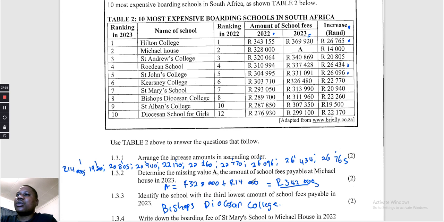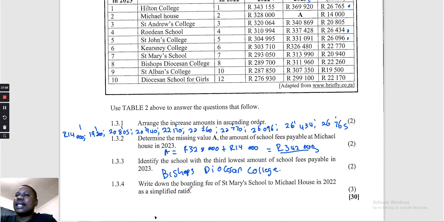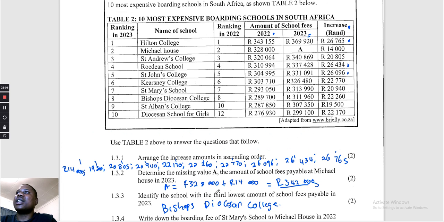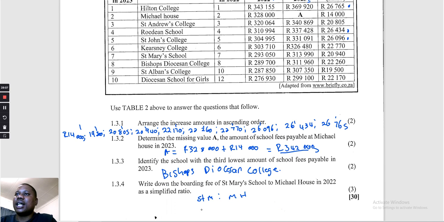Okay, then when we go to number 4, it says write down the boarding fee of St. Mary's Schools to Michelle House in 2022 as a simplified ratio. So we're gonna have St. Mary to MH. But remember they say we're only looking at 2022, not 2023. So how much was St. Mary in 2022? Let me go and look for that one. Oh, here it is. In 2022 it was 293,050, if I'm correct.